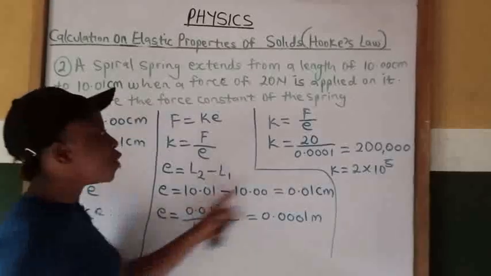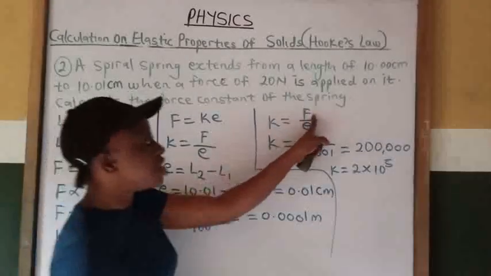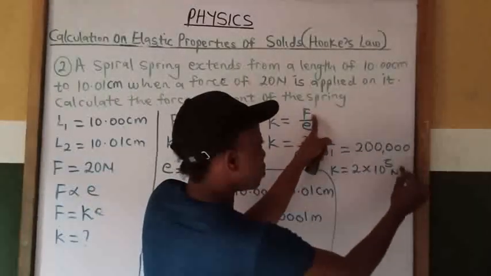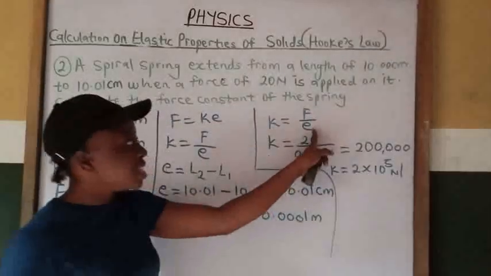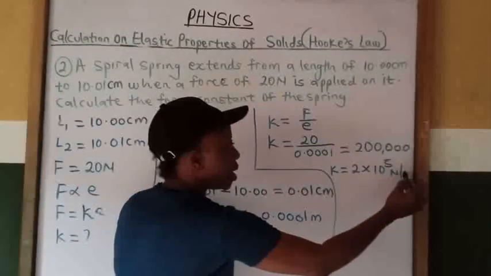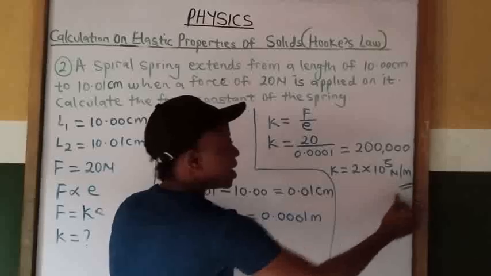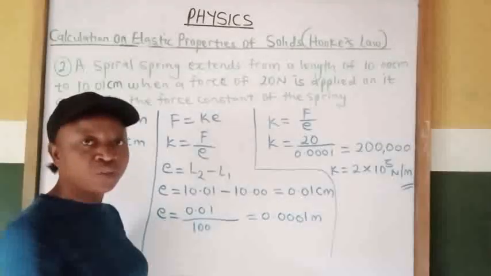Then what is the unit for constant K? Our force is in Newton, and extension E is in meter. So the unit is Newton per meter. So this is the final answer. Let's move to question 3.